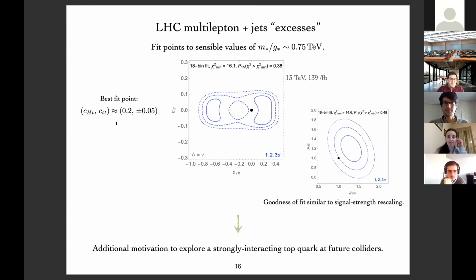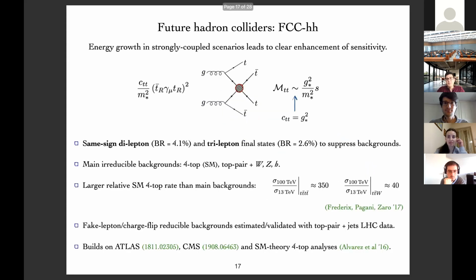So two interesting things came out of this little exercise. One, the goodness of the fit is at the same level as a simpler yet less motivated rescaling of the signal strengths, shown here. And two, the size of the resulting Wilson coefficients is sensible, by which I mean that they point towards a scale, m_star over g_star, in the ballpark of what is still experimentally allowed from other four-top production measurements, as well as Higgs coupling measurements. So in any case, I think this is at least an additional motivation to explore the physics of a strongly interacting top quark at future colliders, which is in fact the bulk of our work.